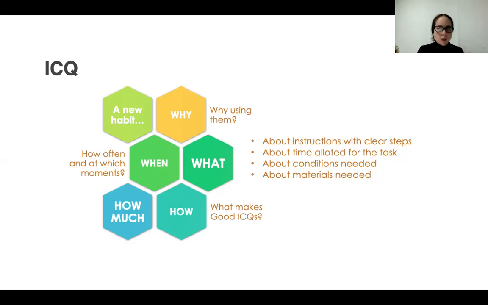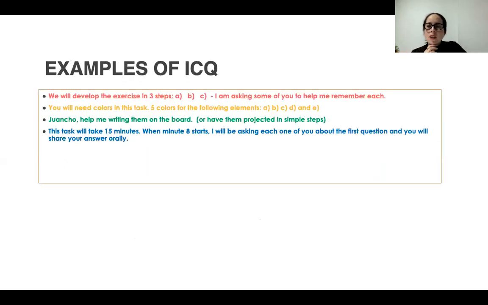Again, you involve the students in reminding each other what the instructions are. And yes, in the very beginning, I would go for putting the things back on the board so that it's clear for them and visible for them. It's like a checklist, what they have to go through, right? And that works really, really well. Now I'm going to go with the examples of ICQ that we have here. And here you have 4 different types. We will develop the exercise in 3 steps, A, B, and C. And then you say, I'm asking some of you to help me remember each, the example that I pointed out, of Juancho and Gomez and whatever.